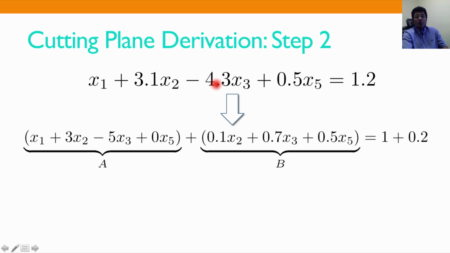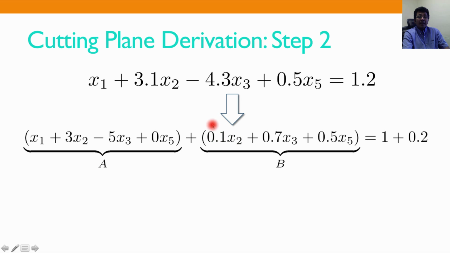I'm just taking the floor of these numbers. So floor of 1 is 1, floor of 3.1 is 3, floor of minus 4.3 is minus 5. Remember, floor is the smallest integer less than or equal to, and floor of 0.5 is 0. And this part, I call this A.